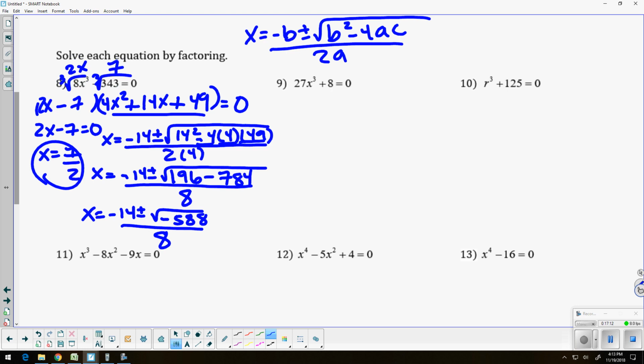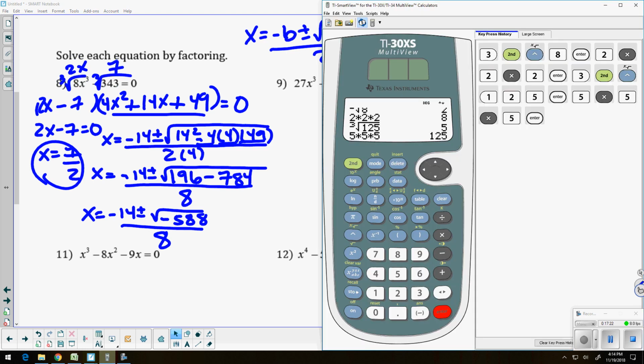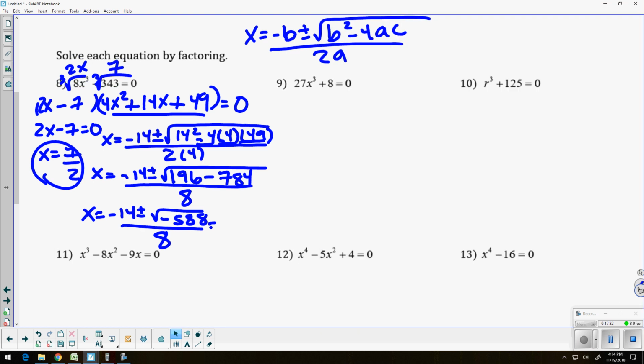So if you take the square root of negative 588, well, the fact that it's negative, we know it's going to be imaginary. So there should definitely be an i in my answer. But if I simplify the radical, if I punch in just the square root of 588 positive, it tells me that it's 14 square root 3. Okay, so you can simplify it pretty quickly using your calculator, but this comes out to be negative 14 plus and minus 14i square root 3, all over 8.